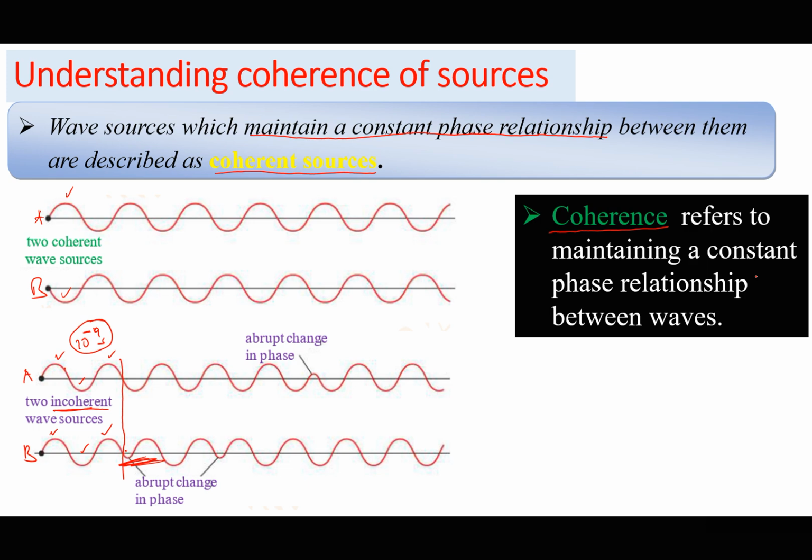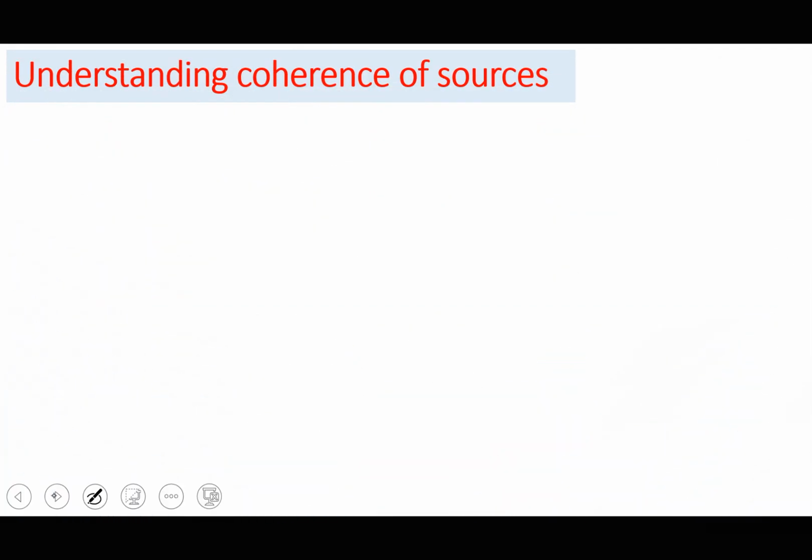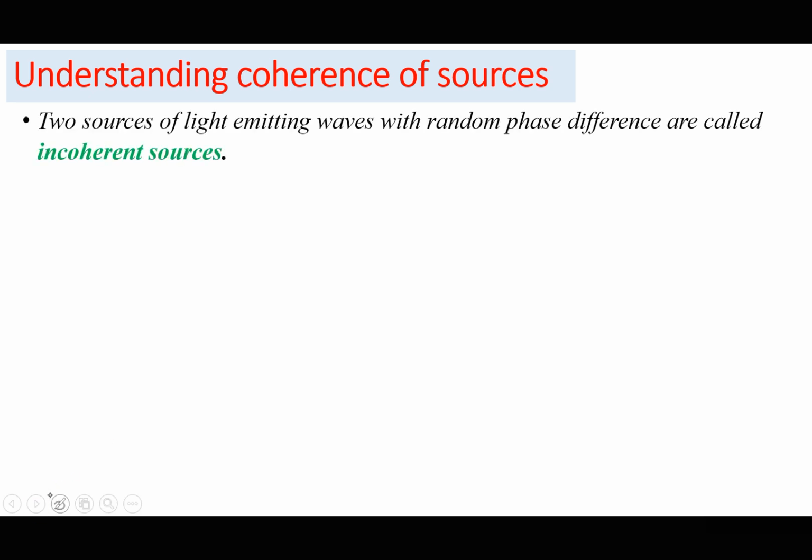Maintaining a constant phase difference, or a constant phase relationship, between two wave sources, that's what we are calling coherence. So two sources of light emitting waves with a random phase difference, where the phase difference changes randomly, are called incoherent. If the two sources of light were emitting waves which have a constant phase relationship between them, then we would say the waves were coherent.